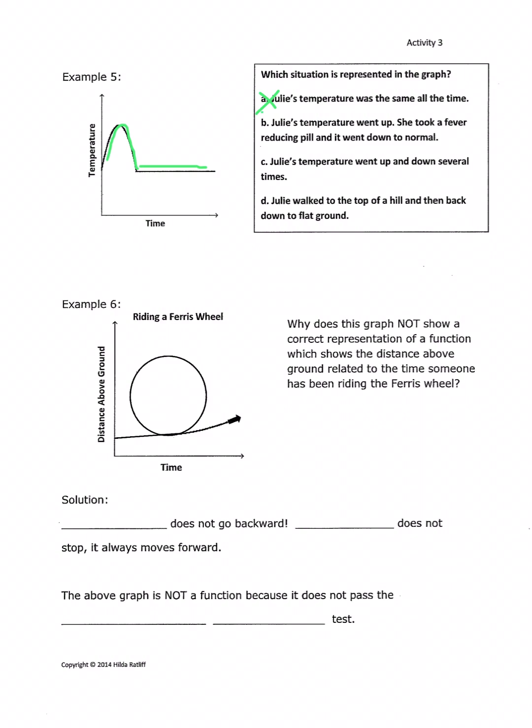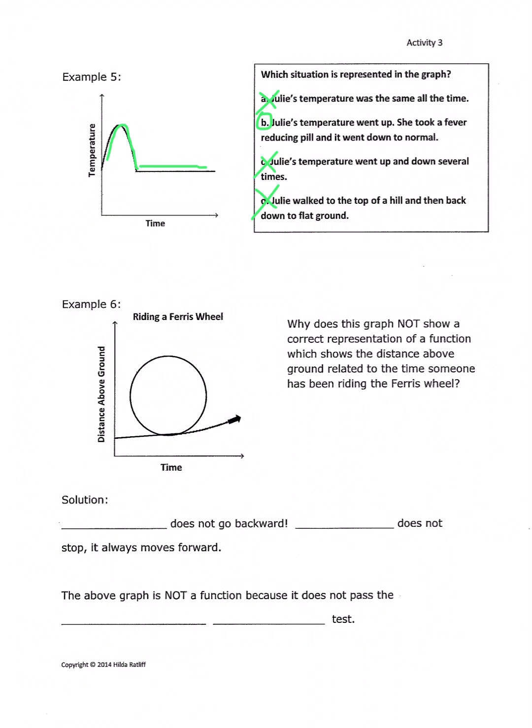That sounds good. I'm going to circle B for now. I'm going to read the rest, though. Julie's temperature went up and down several times. Nope, it went up once, down once. Julie walked to the top of a hill and then back down to flat ground. No. Okay, so we're definitely sure it's B.